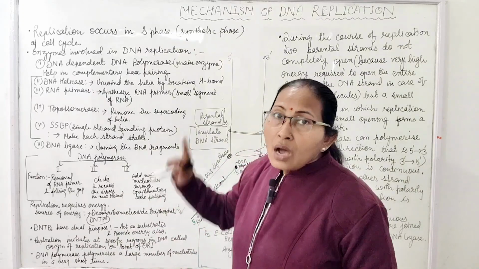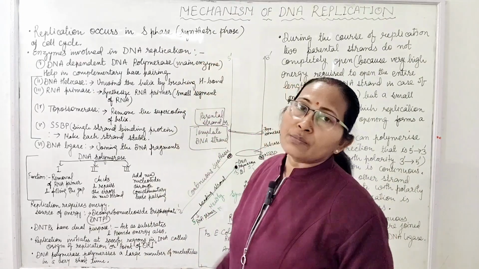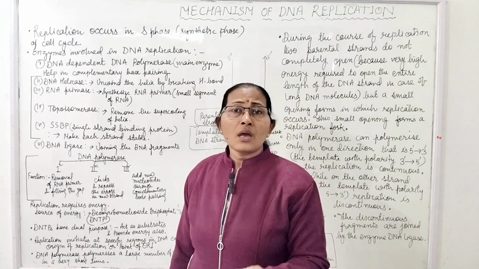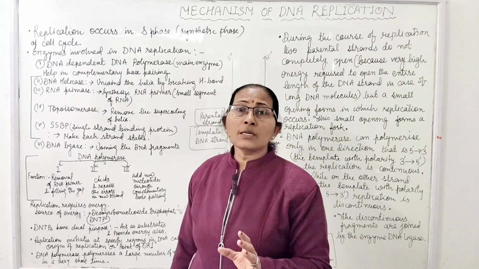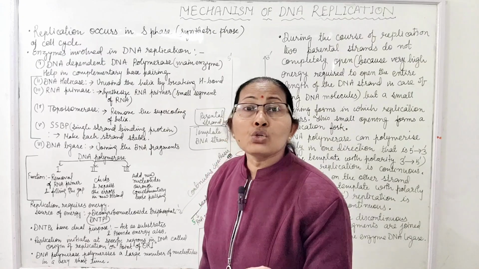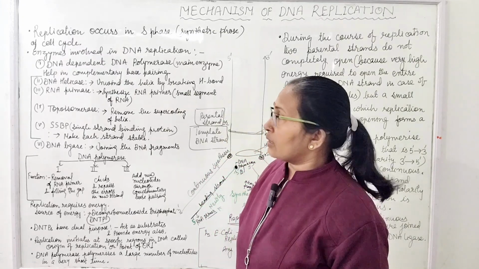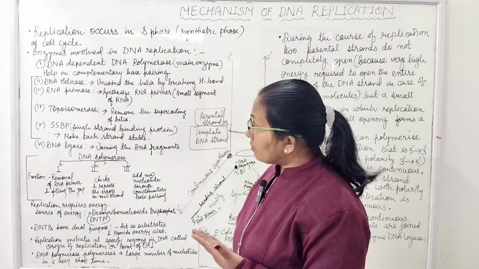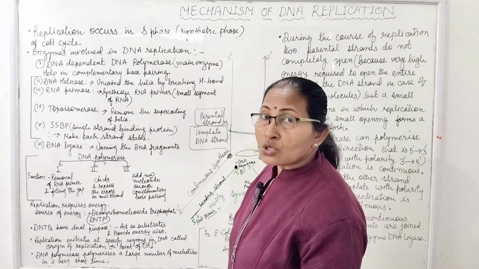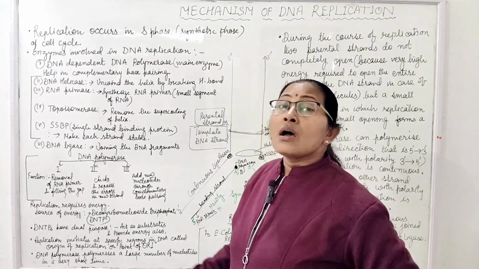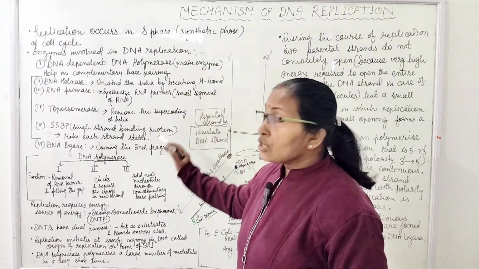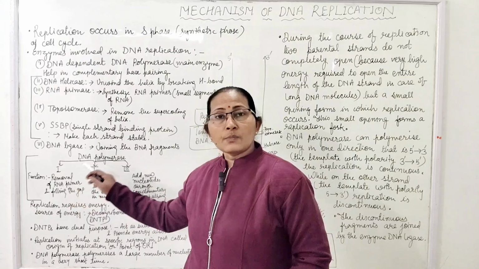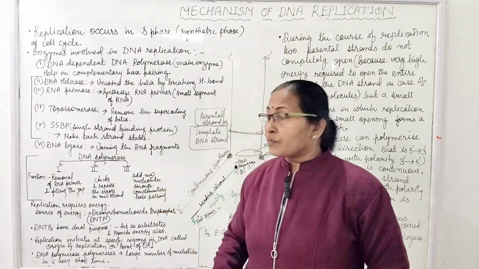First enzyme, DNA dependent DNA polymerase. This is the main enzyme, needed for the addition of nucleotides in the new strand. But how many types of DNA polymerase are there? Three types of DNA polymerase are involved in DNA replication: DNA polymerase 1, polymerase 2, polymerase 3.